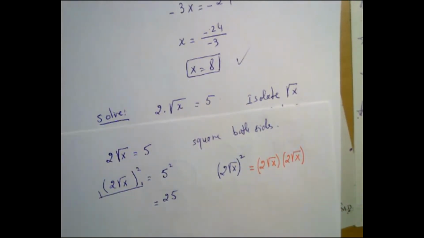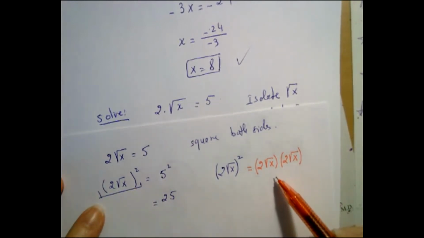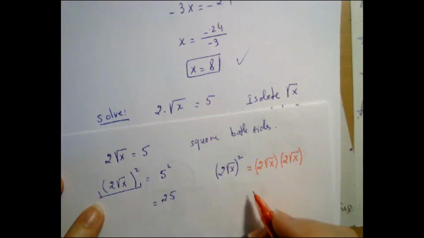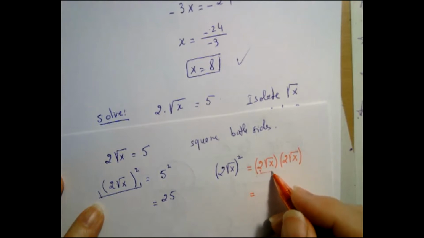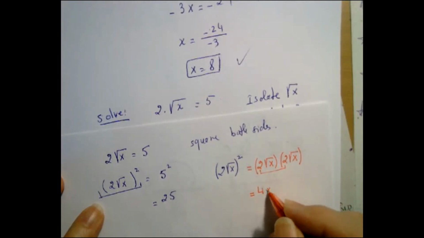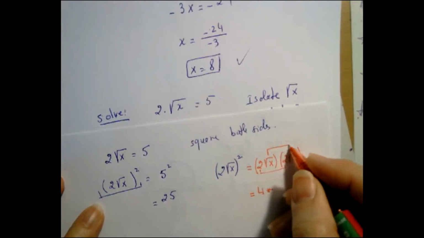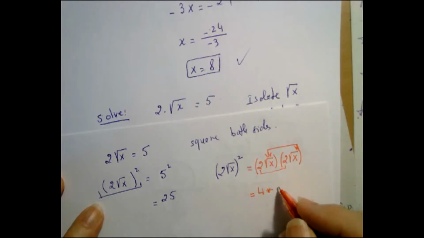So don't just try to always think about it. Whenever you have a power, I want you to do this on the side till it becomes very natural to you. But this is equal to what? It's multiplication, so I can multiply in any order I want. The 2 times the 2 will give me the 4. Square root of x times the square root of x is going to give me the x.